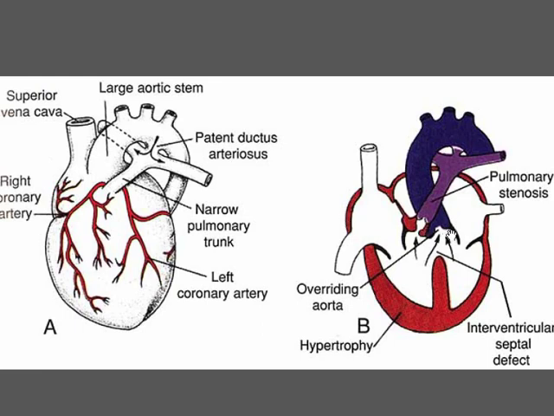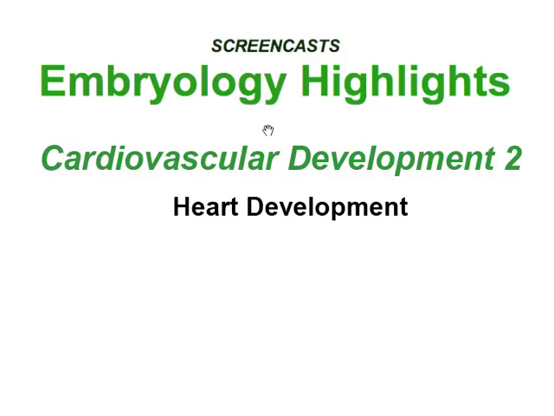The enlarged aorta actually overrides both ventricles because the septal defect failed to contribute an intramembranous septum that exposes the right ventricle to the high pressure of the left ventricle, and as a consequence it hypertrophies. So we have 1, 2, 3, and then the hypertrophy is a consequential 4th defect. So this concludes this embryology highlight screencast dealing with heart development.